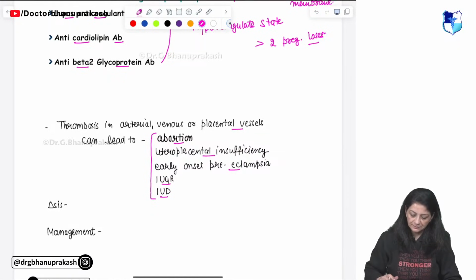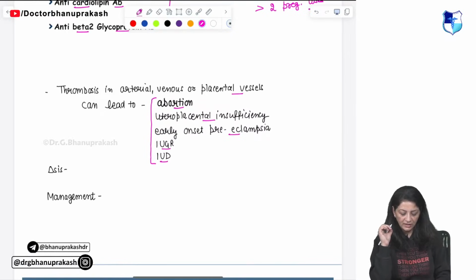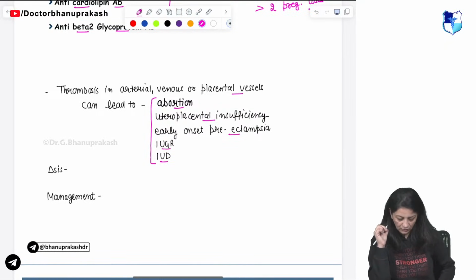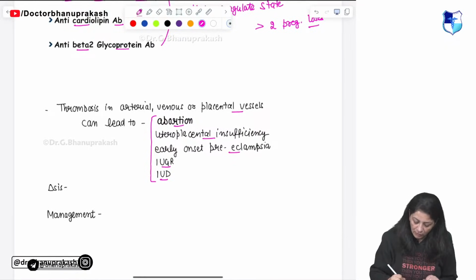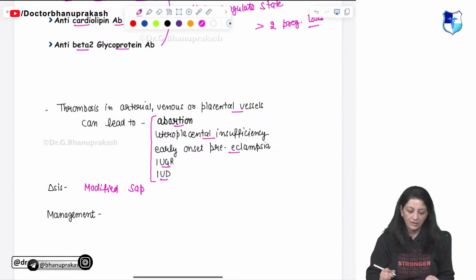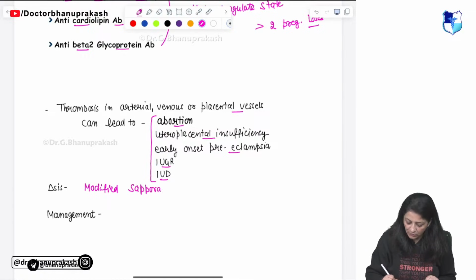So diagnosis. What is the criteria for the diagnosis of APLA syndrome? Modified Sapporo criteria.